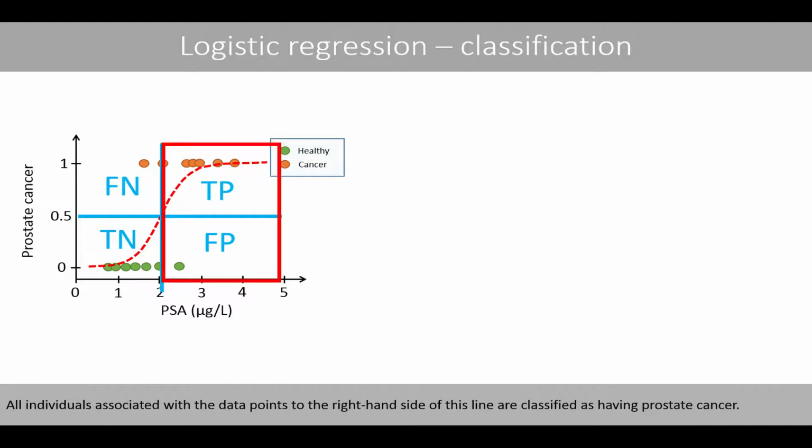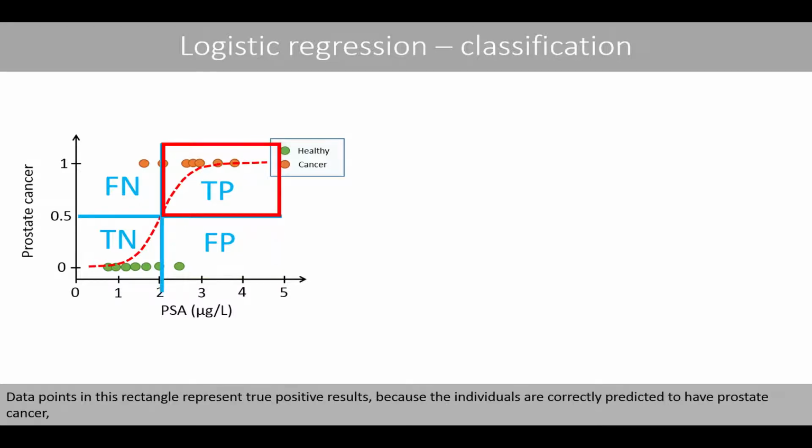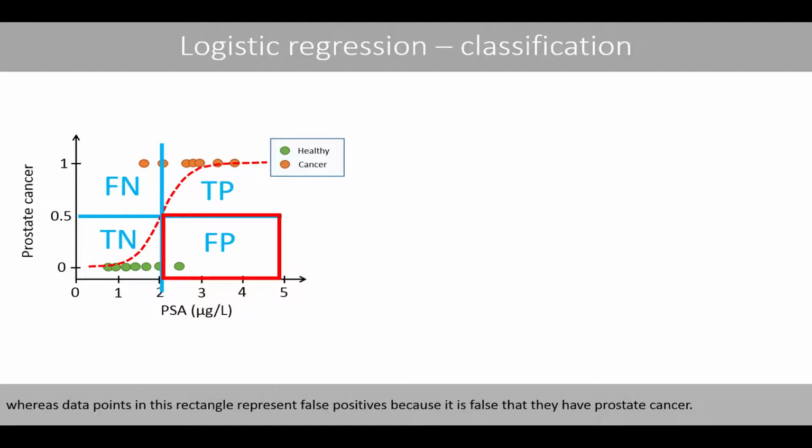All individuals associated with the data points to the right-hand side of this line are classified as having prostate cancer. Data points in this rectangle represent true positive results, because the individuals are correctly predicted to have prostate cancer. Whereas data points in this rectangle represent false positives, because it is false that they have prostate cancer.